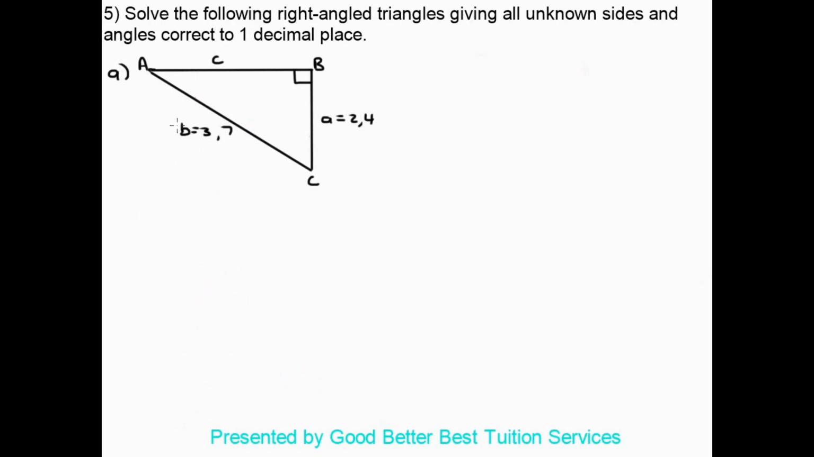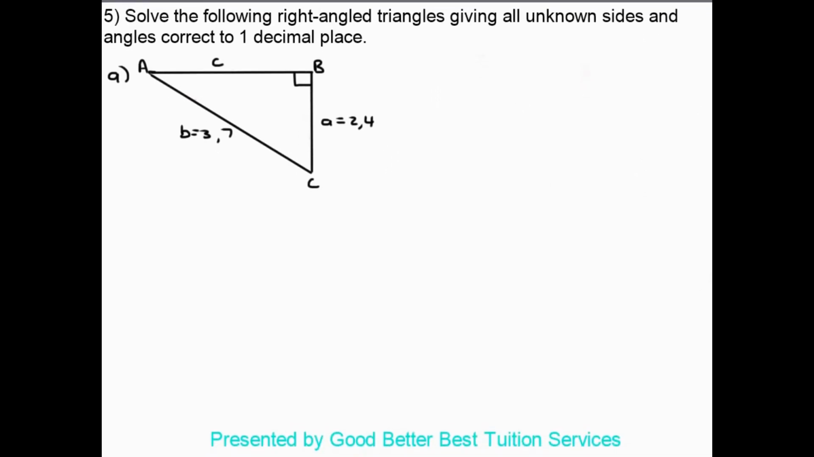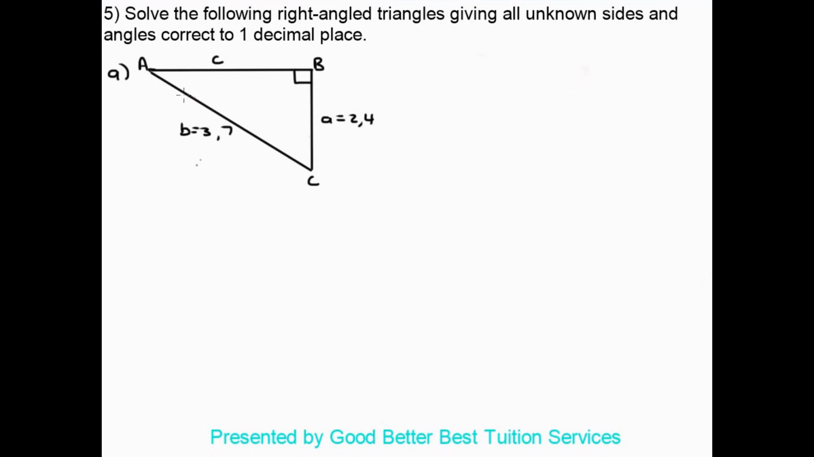Next up, we're looking at question 5. It says solve the following right angle triangles giving all unknown sides and angles correct to 1 decimal place. So this is going to be our classic example of using what you have to find what you want to find. And straight away what I'm going to look at finding is one of these two fractions over here. Okay, cool. I'm looking to find one of these two fractions over here, so either angle A or angle C. So I'm going to look at finding angle A first.